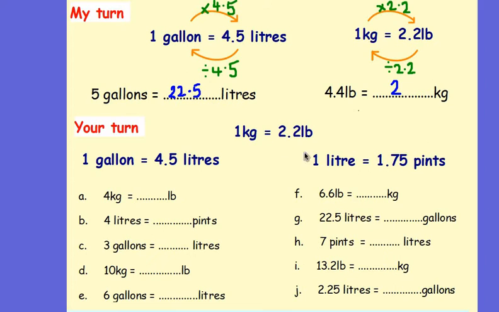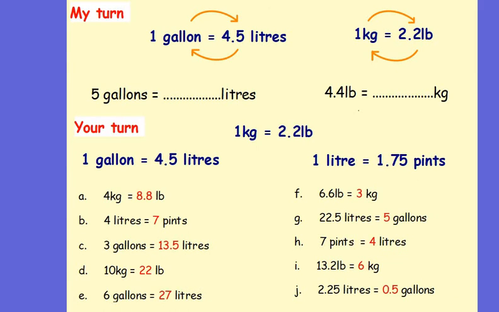I've given you the relative conversions that you're going to need. 1 gallon is 4.5 litres, 1 kilogram is 2.2 pounds, and 1 litre is 1.75 pints. Pause the video for 10 minutes and have a go at those questions in your light blue books now, please. And these are the answers, Year 7. Please check your work and see how you did.